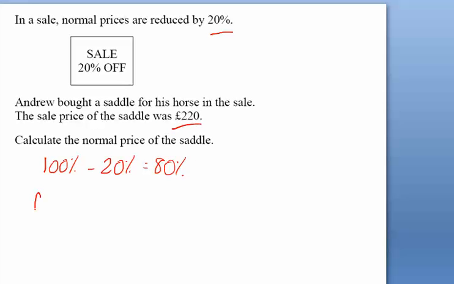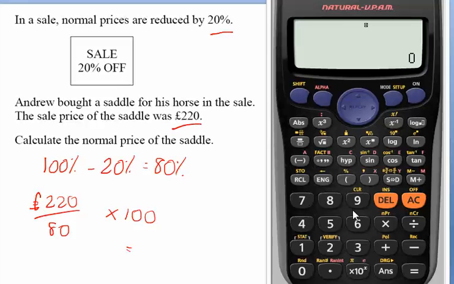So my calculation is £220 divided by 80. This will give me 1% and times by 100 to get the original amount. So that's my calculator. 220 divided by 80 gives me £2.75. This is 1%. And times by 100 gives me £275.